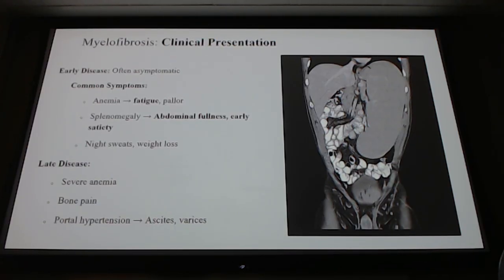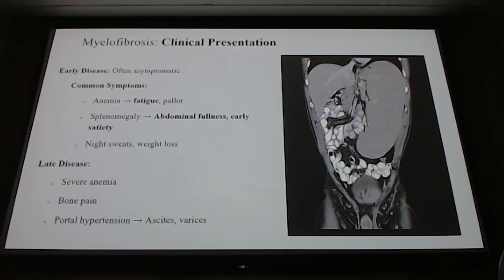But very common with these is going to be fatigue. They're going to be extremely tired, and then they're going to complain about this abdominal fullness and early satiety, right? So I want you to understand that these are key characteristic findings of this one. Patient's very tired, abdominal fullness, and then night sweats, weight loss. What kind of symptoms are these? Those B symptoms, right? Late disease, you're going to start seeing severe anemia, bone pain, and portal hypertension.